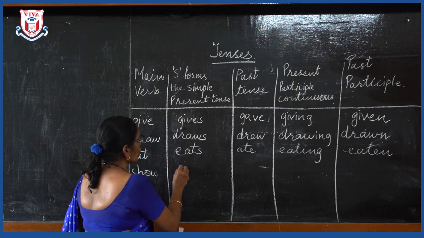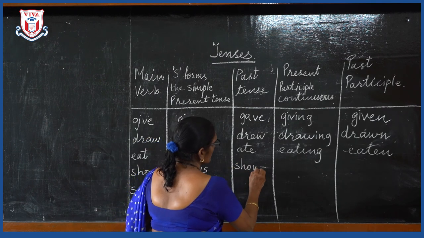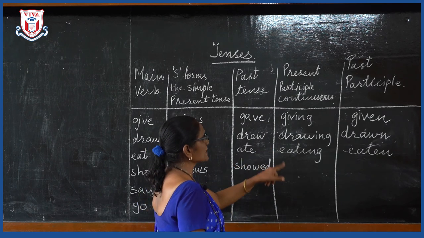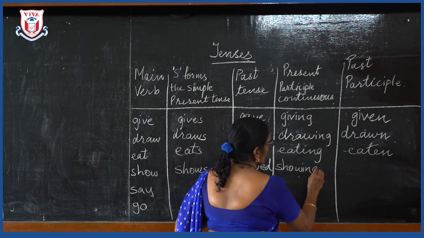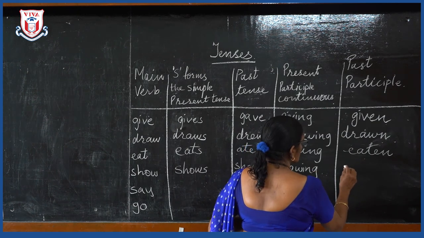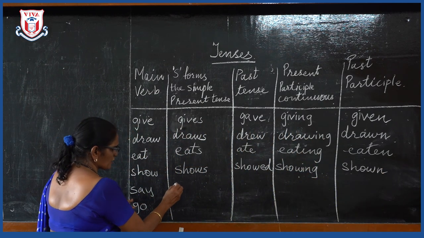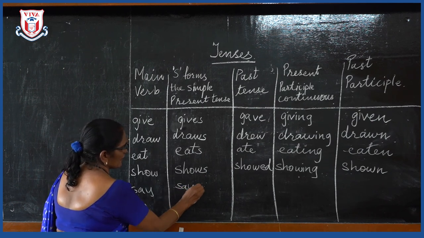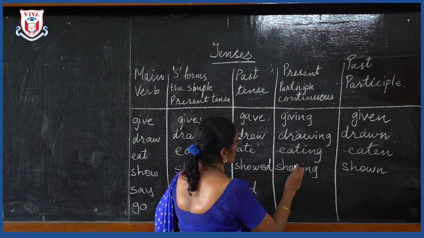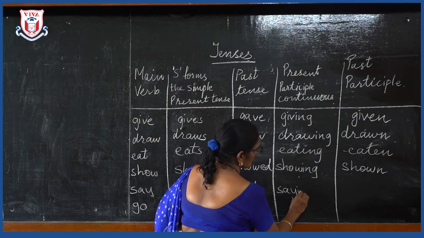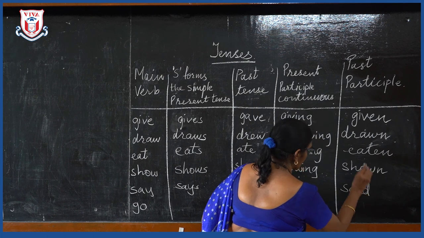Okay. The same way for show. S form of show is shows. Past tense will be he showed me. He showed. What is the present participle or present continuous of show? Will be showing. And if I say she has shown. See, when you write the sentence or when you say the sentence itself, the words come out. Now say, present tense, says, S form, says, past tense, said. Okay, present participle or continuous tense, saying. And what will be this? She has said. This will become said again.